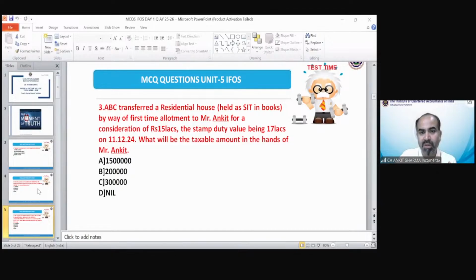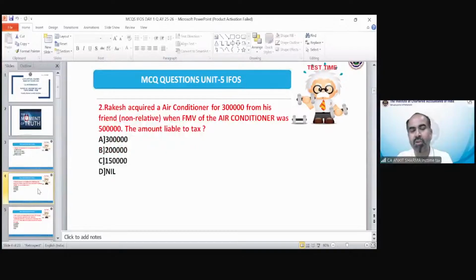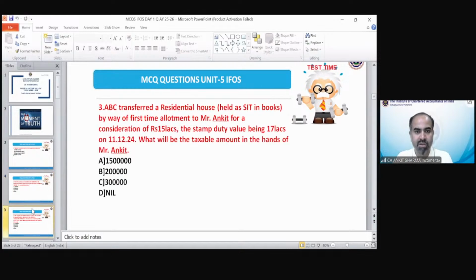सेकंड का आंसर अभी तो बताया. सेकंड का आंसर होगा नील. I will upload this with answer sheet. Do not worry. Second का आंसर नील होगा. Okay. So what the answer was third?